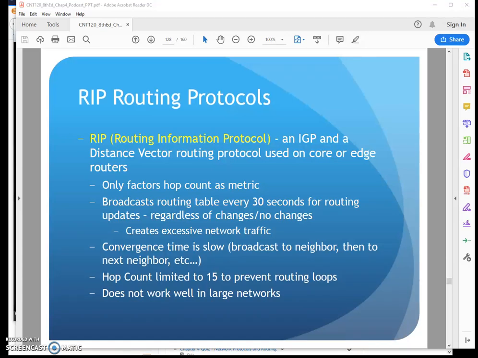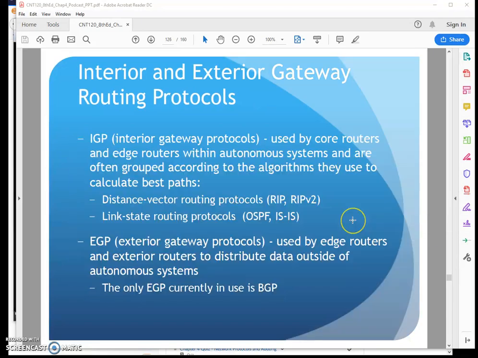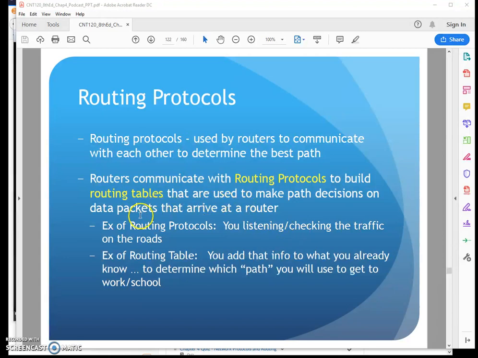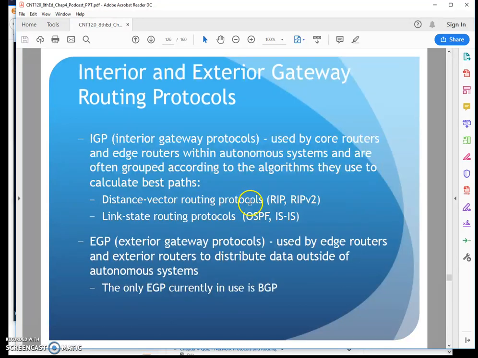All right, CNT120, we're working on Chapter 4, and we just talked about the beginning part or the basics of routing protocols. Now they're going to talk specific routing protocols. And just remember, this is routing protocols. Their job is to build the routing table that the routers are going to use to make decisions. So when a packet shows up on the doorstep of a router, the router is going to consult the routing table to decide what port it goes out. So the routing protocol is really there to help build the routing table and update the routing table.